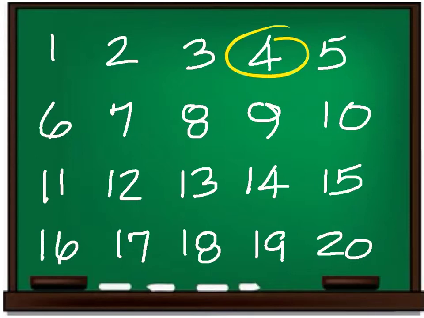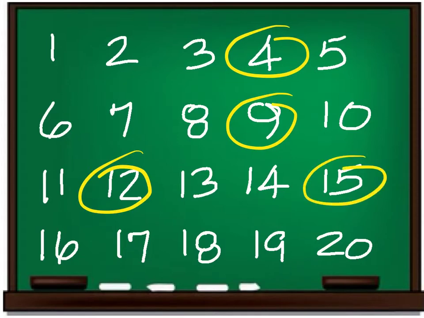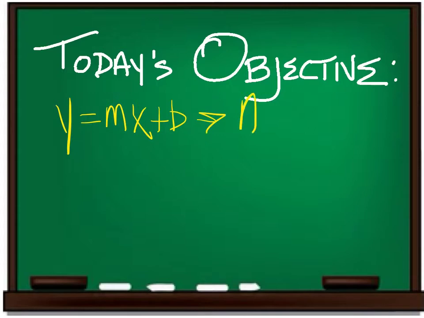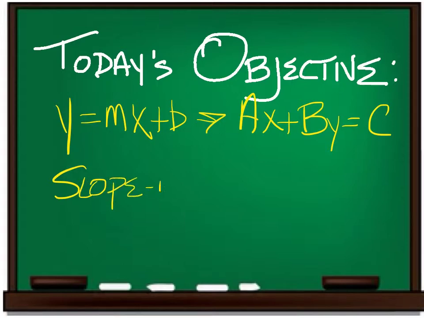Winning numbers today are 4, 9, 12, 15, and 18. Today's objective is to change from slope-intercept form to standard form. This is slope-intercept. This is standard.